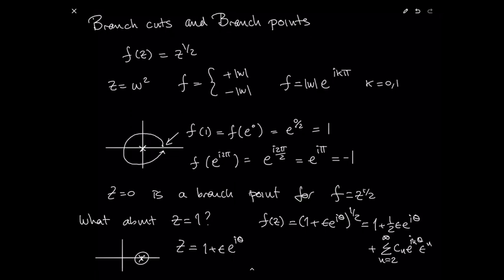Okay, but look at what happens. As you can see, when theta goes round from 0 to 2 pi, this always goes back to the original value. In other words, f of z always returns to the original value. There is no discontinuity if you go around z equals 1. In other words, z equals 1 is not a branch point.